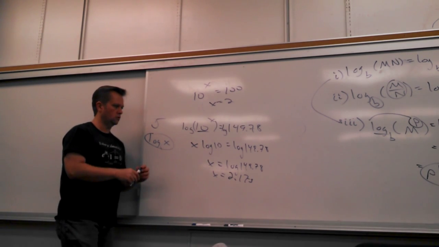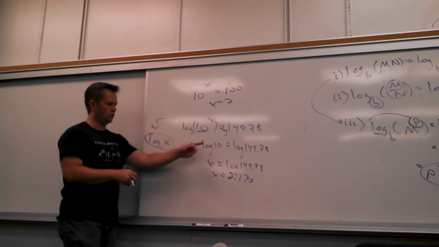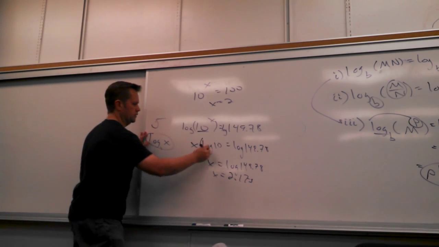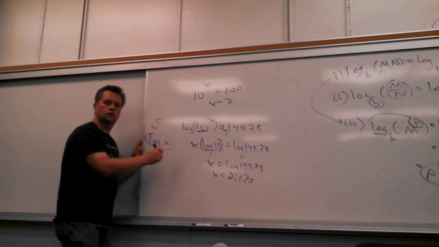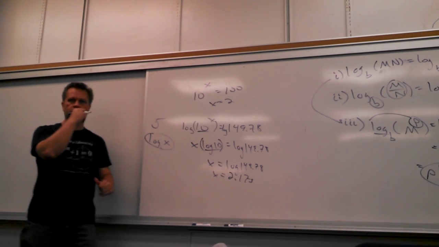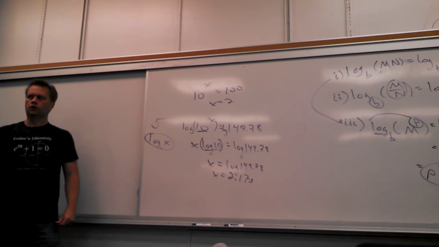Wait, what did you do from the third row to here? Yeah. All I did was replace this with what it is. What is log 10? 1. Yeah. So it just goes away because I don't need it.